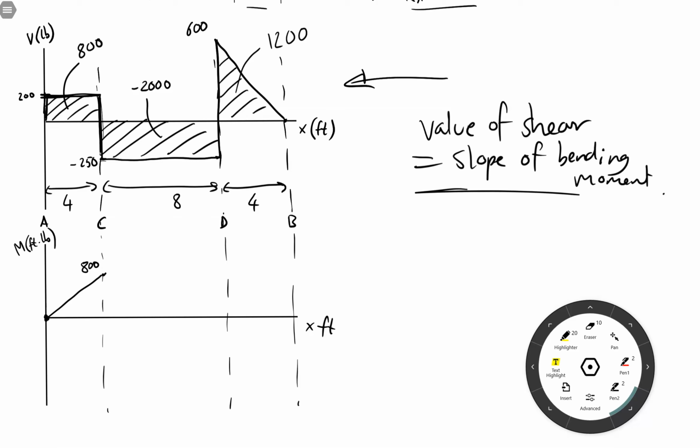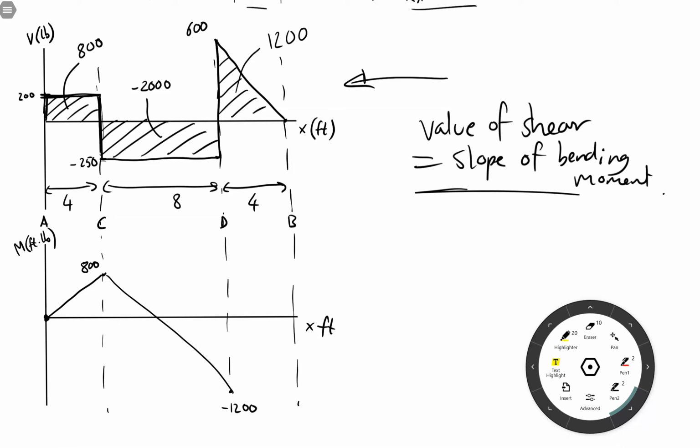So from there, it's going to slope down. This is going to be a little harder to draw. Bear in mind, it doesn't mean that the value of the bending moment here is going to be negative 2000. It's going to change by negative 2000, which means the value will be negative 1200, yeah? So the area under the shear gives us the change in bending moment, okay? So 800 to negative 1200. That was actually pretty good considering how I thought that line drawing was going to go.